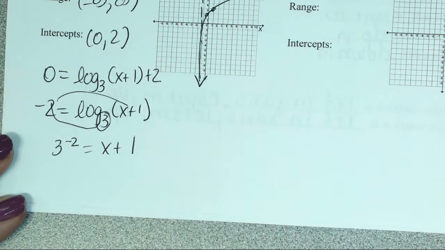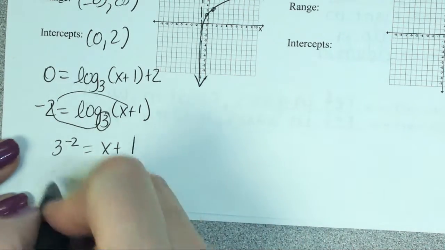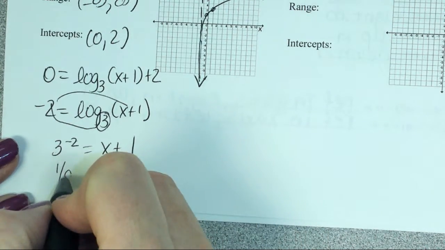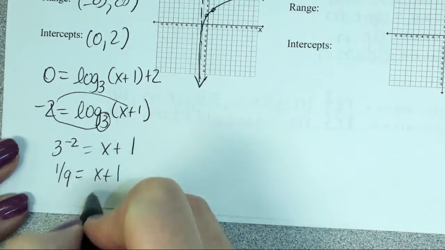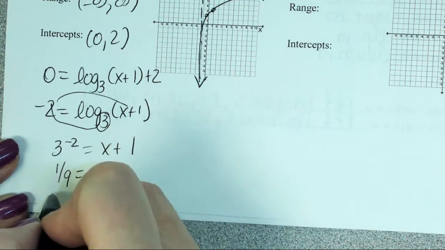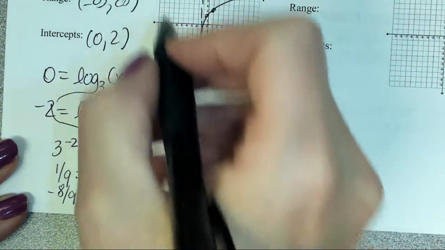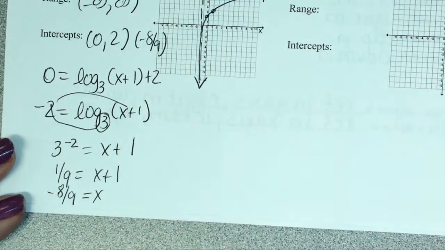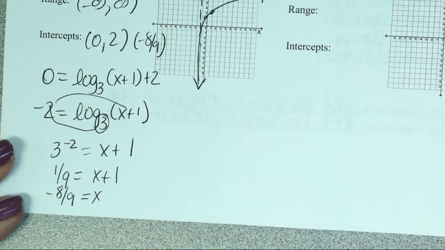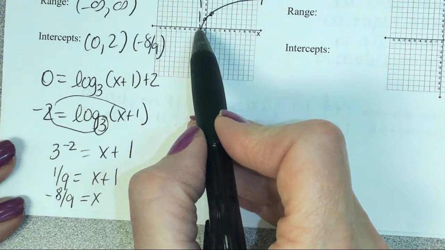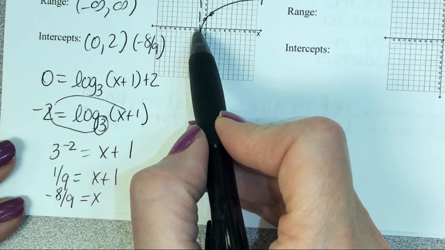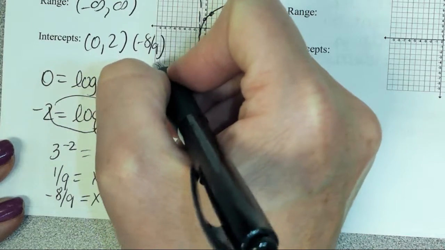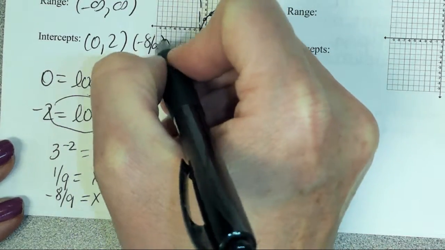Have you guys done that with logs? Okay. And then 3 to the -2 is 1/9 equals x plus 1. So x is going to be 1/9 minus 1, so -8/9. There's my other intercept. Okay? And that looks about right. See how it looks like it's really close to -1. Oh, I should write that as an ordered pair: (-8/9, 0). Sorry.